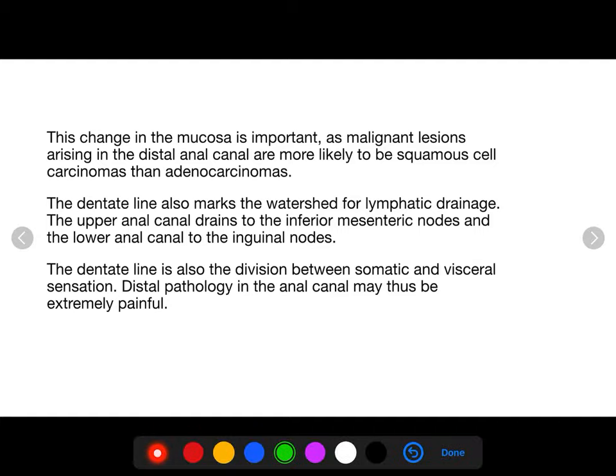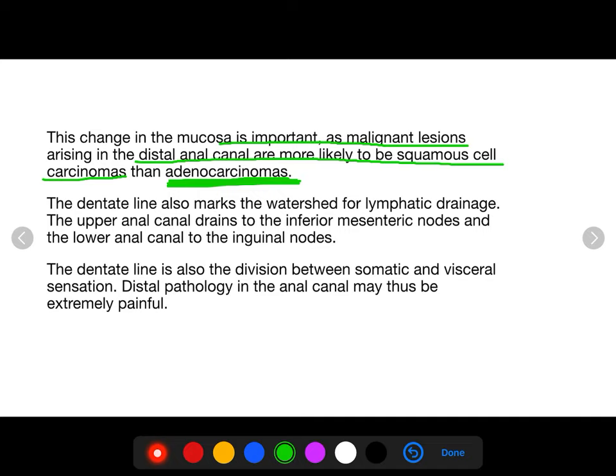هذا change بال epithelial lining of the anal canal is important where in the malignancy. As malignant lesions arising in the distal anal canal are more likely to be squamous cell carcinoma. يعني اللي جوا dentate line, يعني هو epithelial lining هو squamous epithelium, فالmalignancy يكون squamous cell carcinoma. بينما above the dentate line هو columnar epithelium أو cuboidal epithelium, فيكون الmalignancy عادة قد يكون adenocarcinoma. يعني فالdifference بالmalignancy, طبعا المانجمنت يختلف هذا عن ذاك.